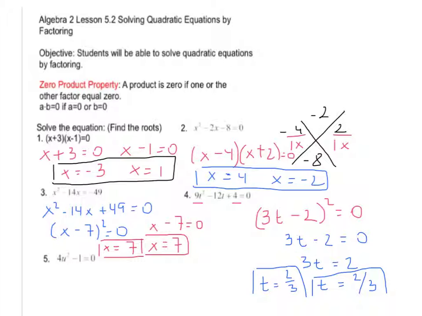In my last example, I have the sum and difference pattern because I have a perfect square in the first term, and then I subtract a perfect square in the second term. So this is 2u plus 1, the sum of the two terms, and 2u minus 1 equals 0. So when I solve this, I'm going to get u equals negative 1/2 and u equals 1/2 as my two solutions.